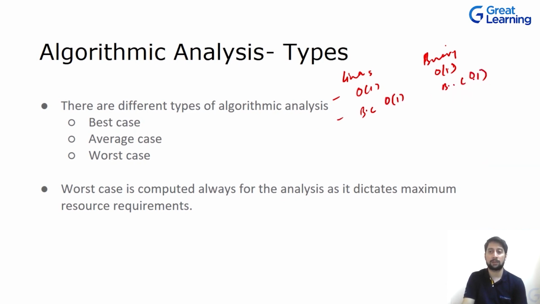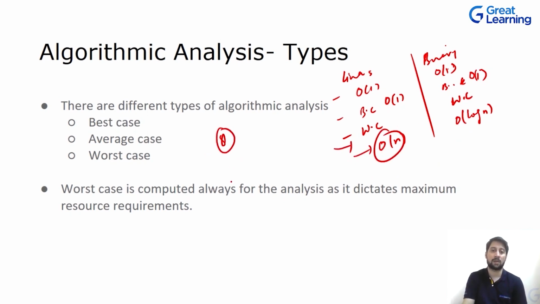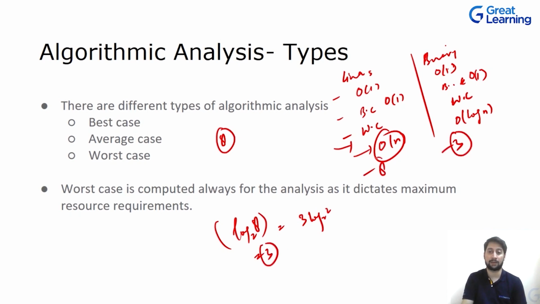Now when you talk about the worst case scenario, this is what helps us differentiate between binary and linear search. The worst case scenario for linear search is big O of n, whereas for binary search it is big O of log n. Let's suppose there are 8 inputs: you're going to traverse 8 times in linear search. But log 8 to the base 2 reduces to 3 times log 2 to the base 2, which is 3 times. So in this, you are only iterating 3 times, and in this, you are iterating 8 times.